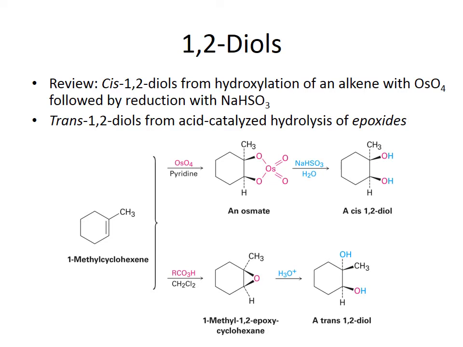If we have an alkene, we can turn it into diols. We can do that either with osmium tetroxide followed by sodium bisulfite, and that gives us a syn diol. And we know that we can change an alkene into an epoxide, and we can open up an epoxide with acid and water to give us a trans diol.